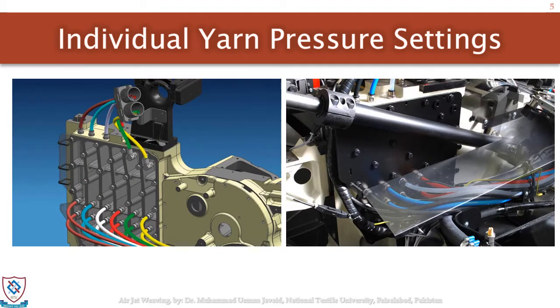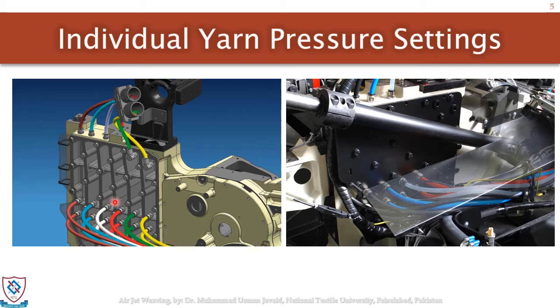Dear students, here also I am mentioning the pressure distribution that is applied on the different yarns. Here you can see the box. This box is accumulating the pressurized air for different weft channels. Different weft channels are getting the air pressure from here. Here you can see the cross-sectional view.